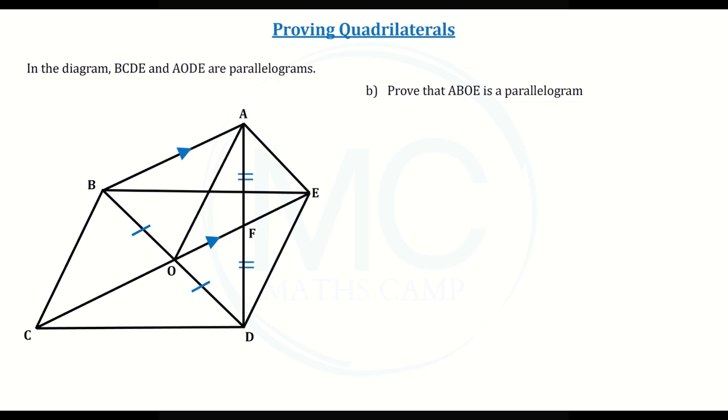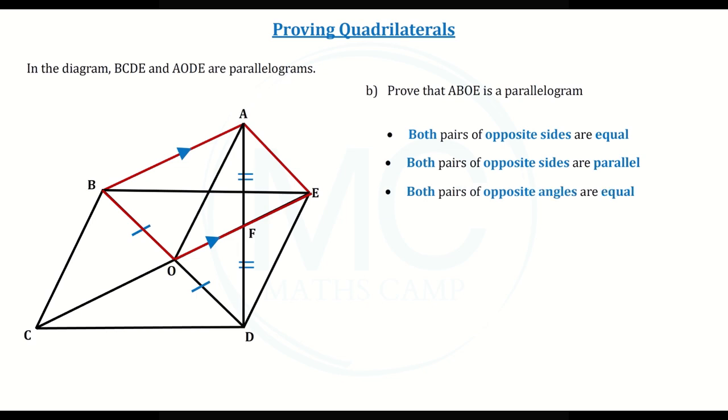Part B. Prove that ABOE is a parallelogram. Let's make ABOE red. To prove that a quadrilateral is a parallelogram, we can prove that both pairs of opposite sides are equal, or both pairs of opposite sides are parallel, or both pairs of opposite angles are equal, or the diagonals bisect, or that one pair of opposite sides are equal and parallel.